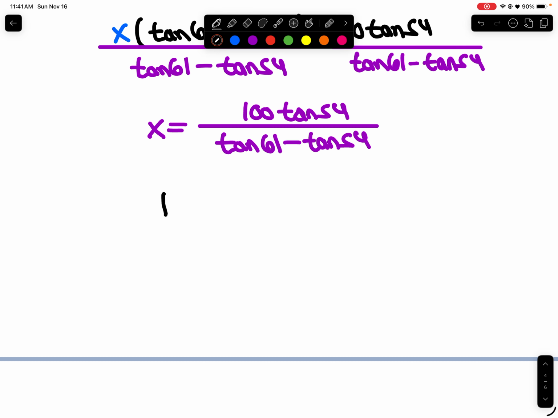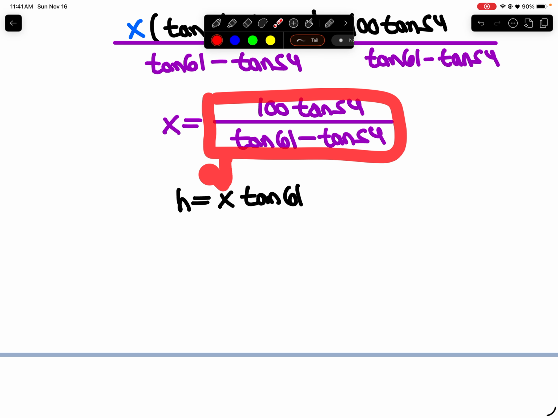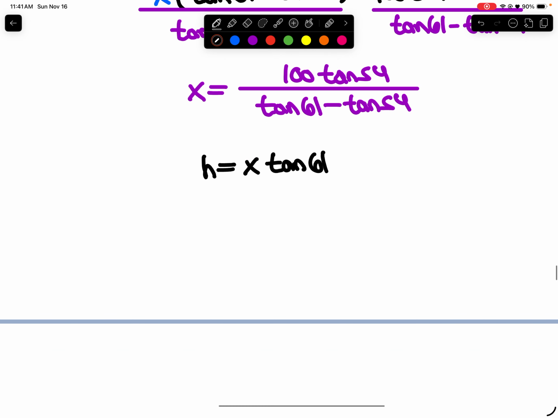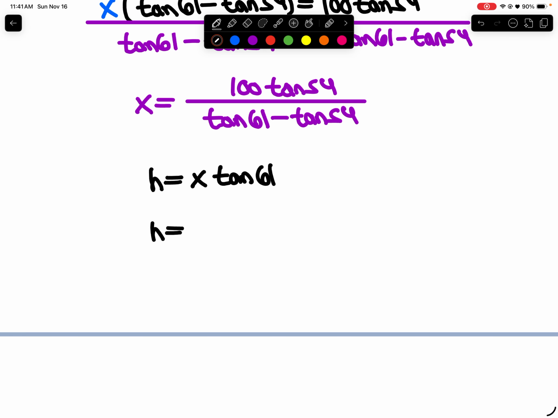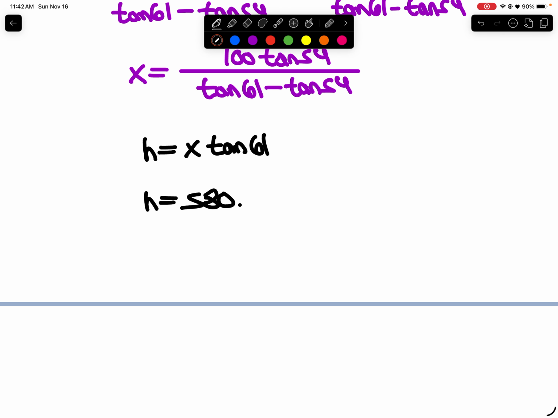So if I know the height is equal to x times tangent, I already forgot, 61, then I'm just going to take this x value and sub it in right there. I used the storage feature on this step, but you don't have to. Really, if you want, you can just plug it in directly how it looks. So 100 tangent 54 over tangent 61 minus tangent 54, and then that's all times tangent 61. And that's going to give you a height of 580.607 feet. Ta-da!